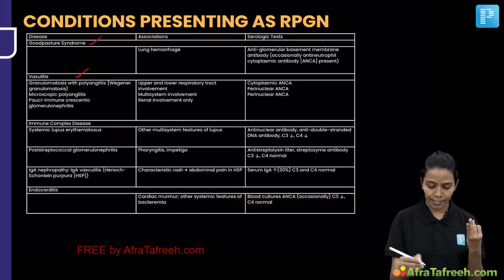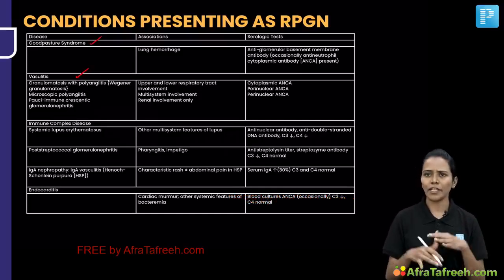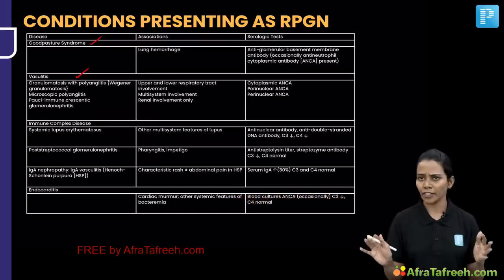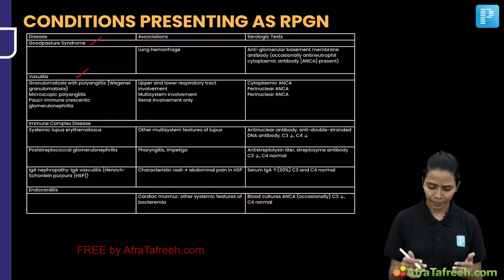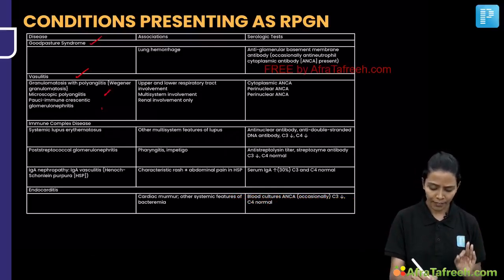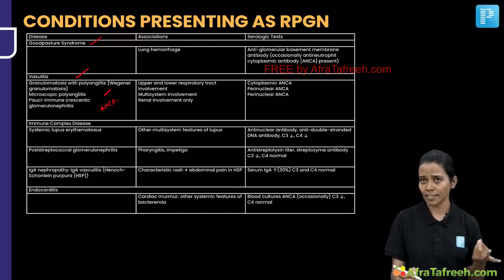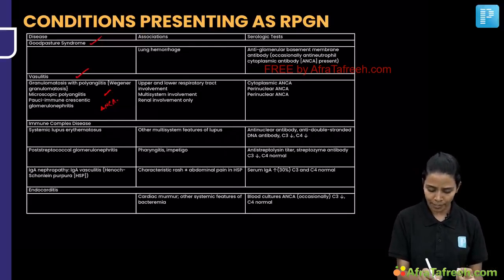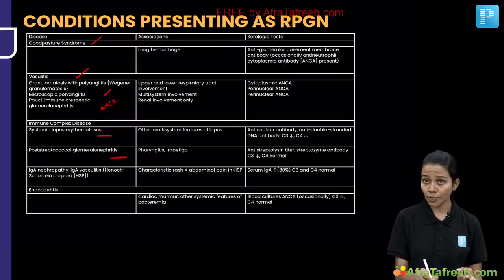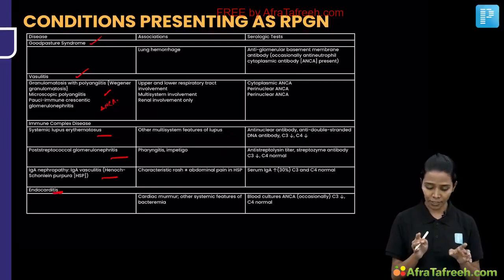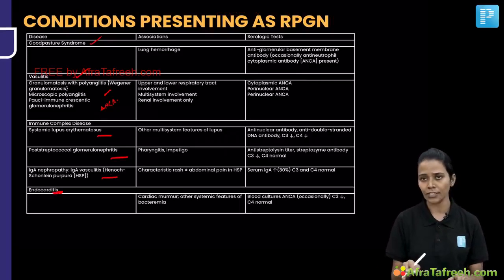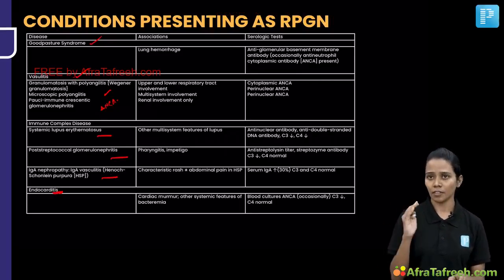Second is vasculitis. See, don't worry about this table. Whenever you read that chapter, it will become very easy for you. This is just the names. Okay. So again, this is ANCA vasculitis. It can cause crescents and RPGN. Then immune complex disease like SLE, post-streptococcal glomerulonephritis, infective endocarditis, and IgA nephropathy causing IgA vasculitis. Okay, so in all these conditions, there can be crescents.